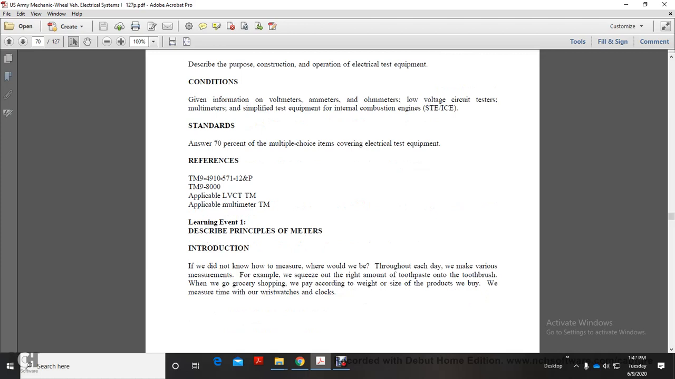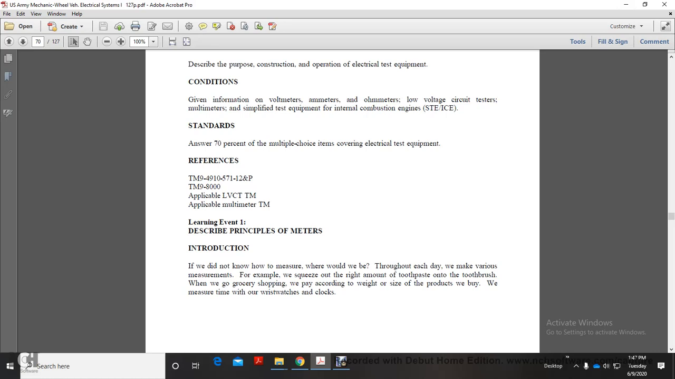Alright, your references are TM9-4910-571-12&P, TM9-8000, the applicable LLVC TM, and the applicable multimeter TM. Learning event 1: describe the principles of meters.